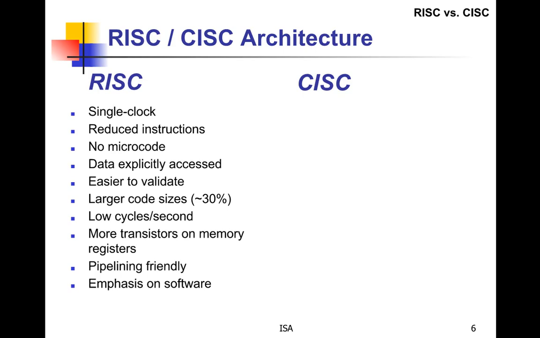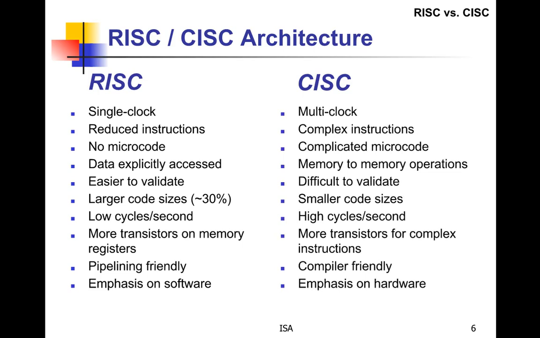Generally, RISC architecture has a smaller number of cycles per second, and more transistors on memory registers. It's friendly for pipelining, and the emphasis is on software.